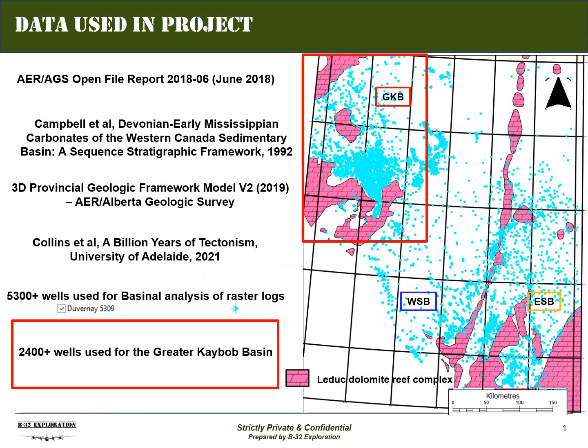Before we begin, I'd like to walk through the various pieces of data that I've used for the purposes of this talk. In particular, the stratigraphic component, the nomenclature, will come from the Alberta Geologic Survey's Open File Report from 2018. I'll be using a cartoon from Campbell et al. from 1992, which was a carbonate sequence stratigraphy exercise. I will also rely on the digital outputs from the 3D Provincial Geologic Framework that has been available since 2019.